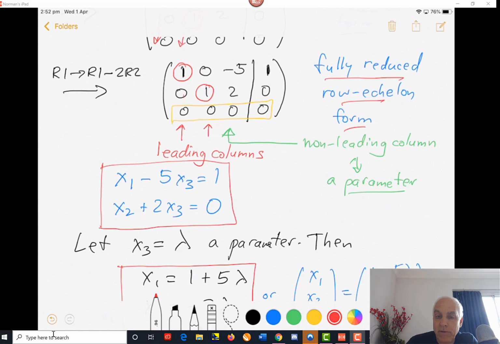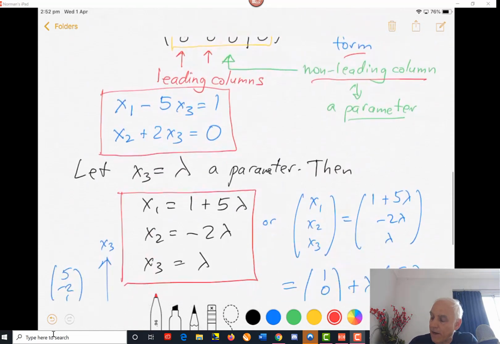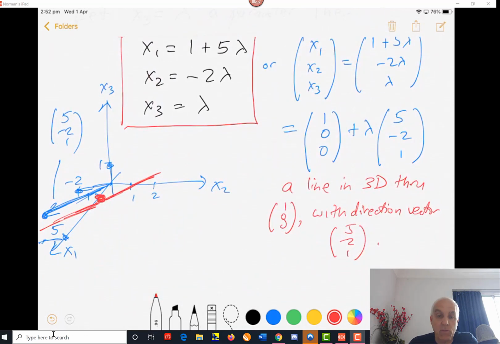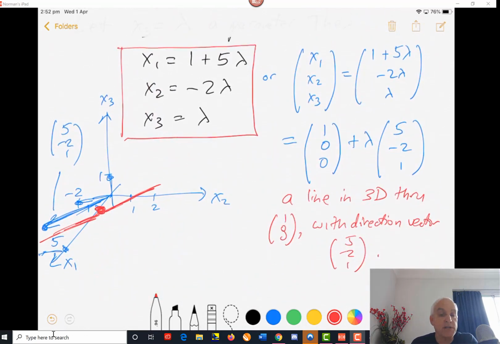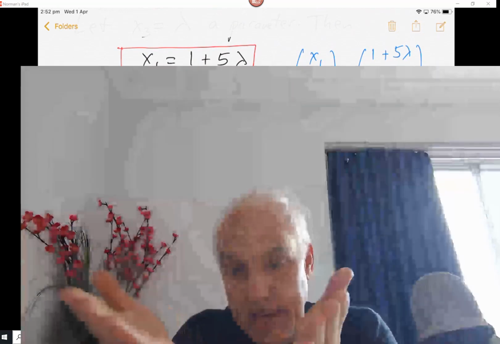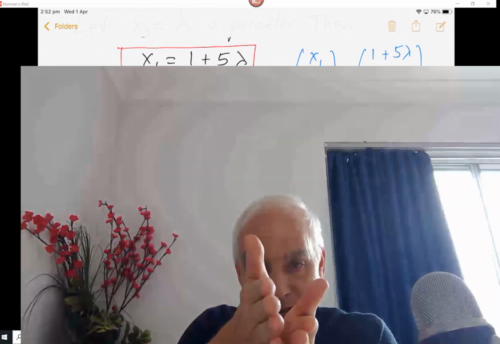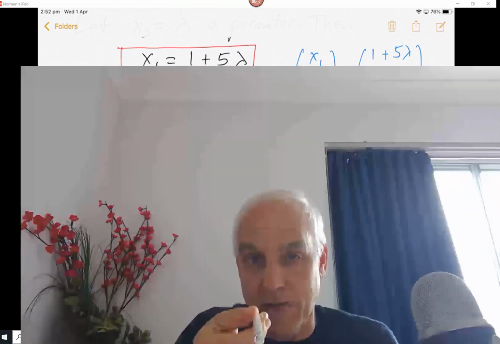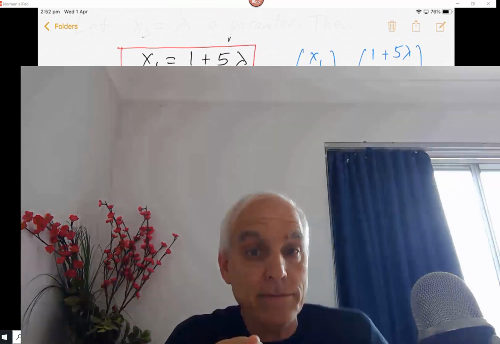introducing a parameter for the non-leading column. In this case, there was one non-leading column, so there was only one parameter. If there are more than one non-leading columns, then there will be more than one parameter. Okay, and finally we end up with, in this case, an unbounded number of solutions. The solution set is a line, geometrically corresponding to the situation where we have these 3 planes, and 2 of them meet like this, and then the third one is like that too. So they all meet on this common line.